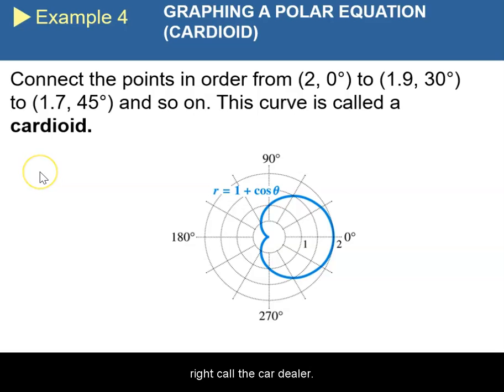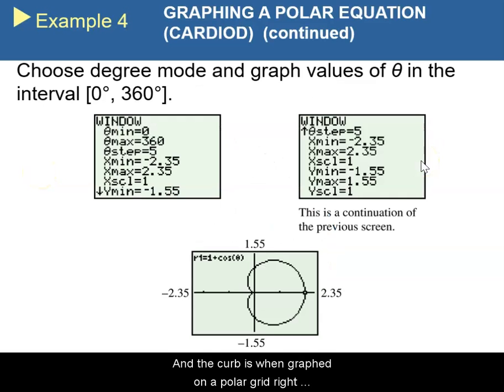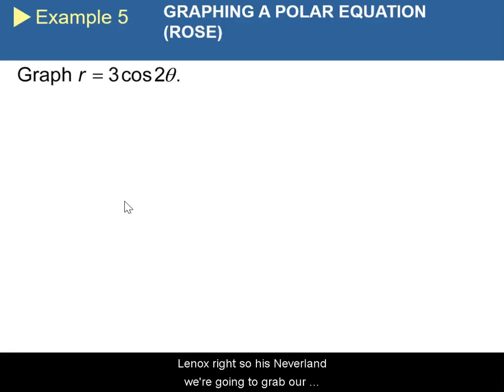It's called a cardioid. And the curve has been graphed on a polar grid, right, which is what we were using. And we can change what our windows look like, how far out, right? Do we want to go all the way to 10 and -10 like I did before? Or do we want to change the window to fit a little bit better? You can always use your window button to change your step size, right? Which you saw me doing with Desmos. Things of that nature, right?